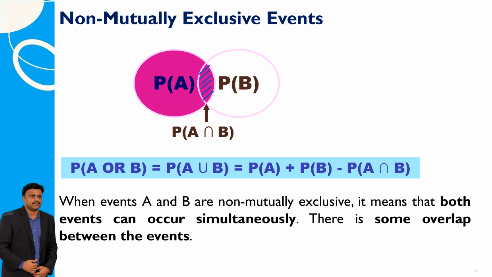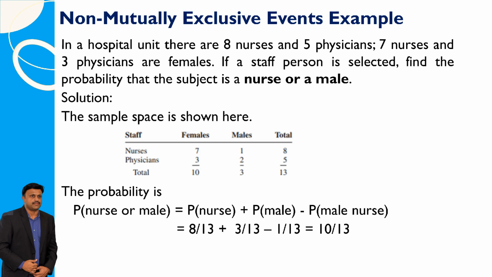When events A and B are non-mutually exclusive, it means they can occur at the same time and have some overlap in their outcomes. In a hospital unit with 8 nurses and 5 physicians, where 7 nurses and 3 physicians are female, we want to find the probability that a randomly selected staff member is either a nurse or male. The probability of being a nurse is 8 divided by 13, the probability of being male is 3 divided by 13, and the probability of being a male nurse is 1 divided by 13. Using the formula for the union of two events, P of nurse or male equals P of nurse plus P of male minus P of male nurse, we get 10 divided by 13.